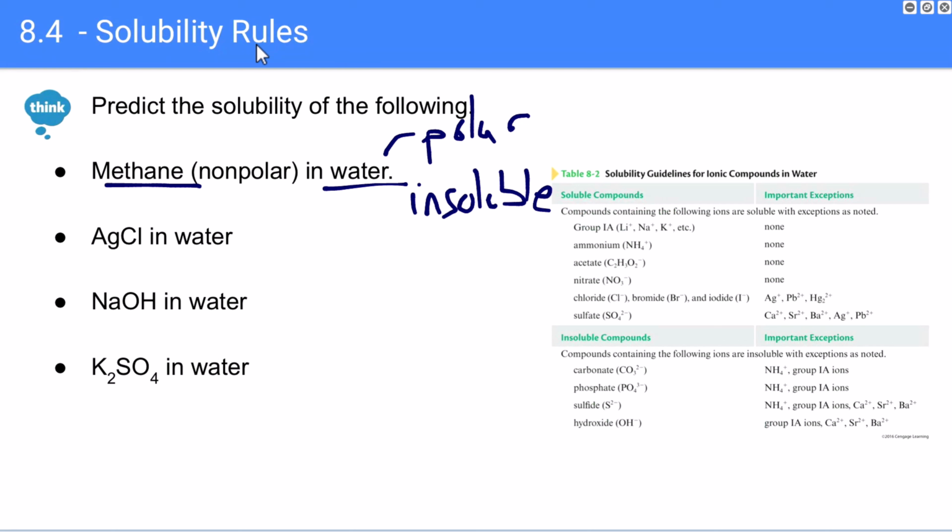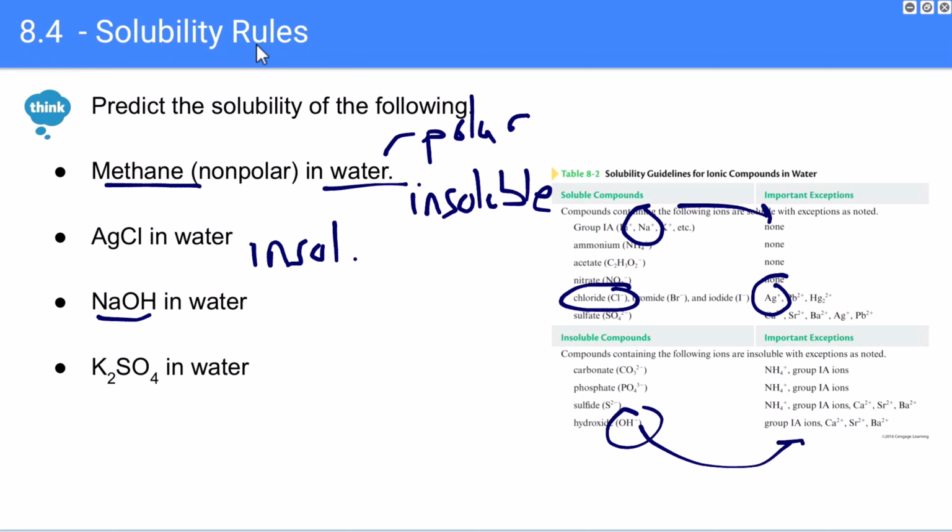Next one is AgCl in water. If I go and look at the chart, I'm going to look for chloride, and it says that chlorides are soluble. However, silver is an exception to that, so this is actually going to be insoluble. It is an exception to the solubility rule that you see up at the very top here. Next one's NaOH. Look at it a couple different ways. Na compounds are always soluble. OH compounds are insoluble except for group 1 ions, so Na is included in that, so this is a soluble compound.